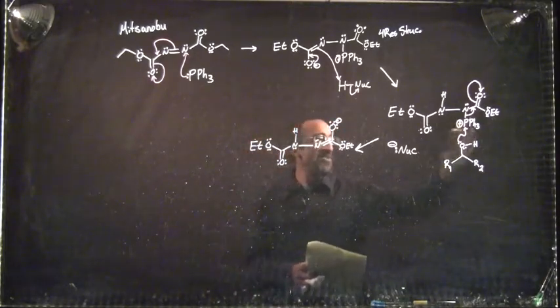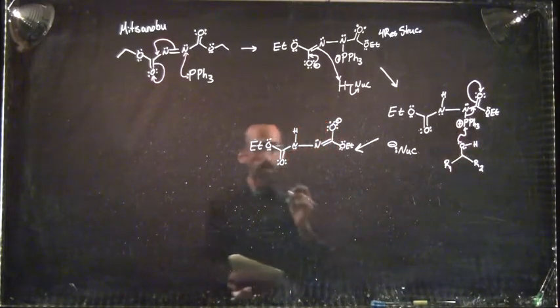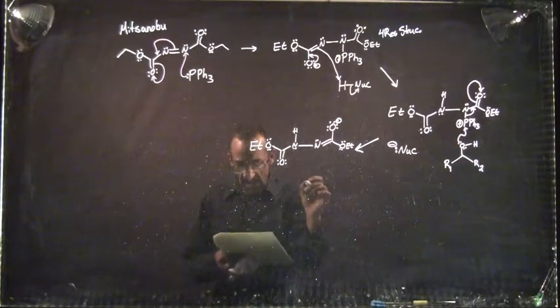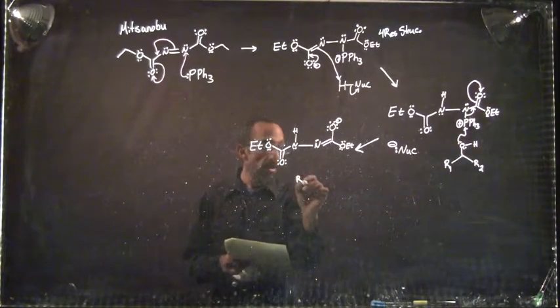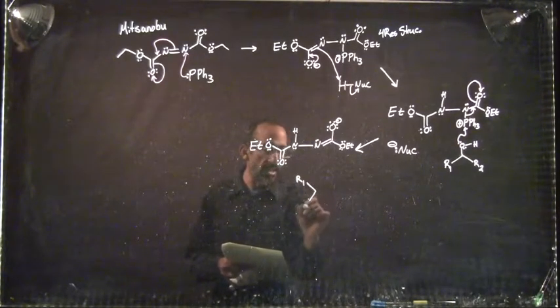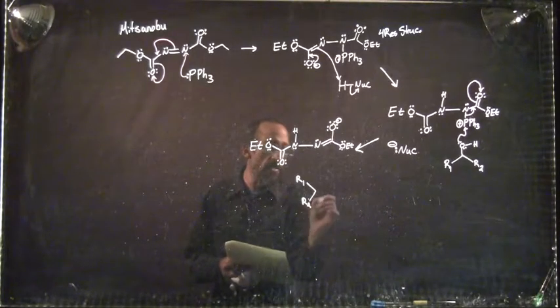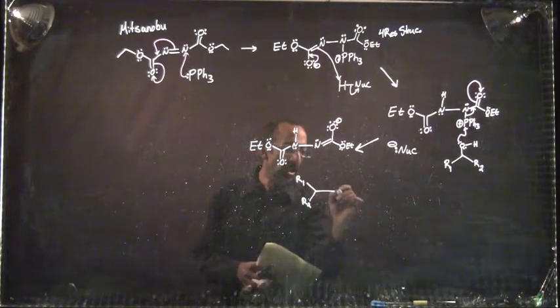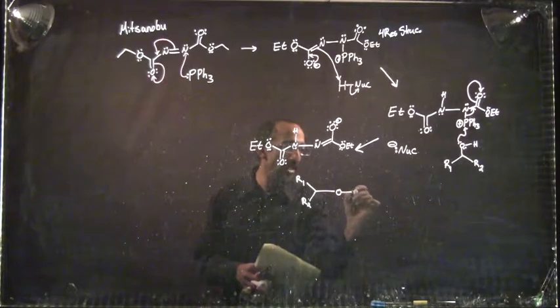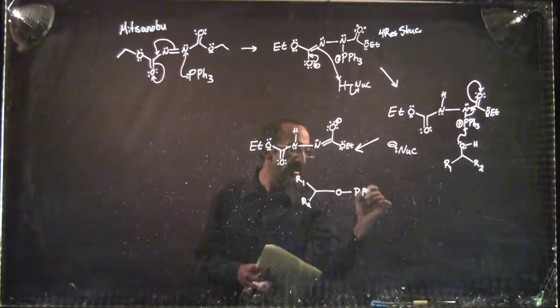Let's take a look at what happened between our alcohol and triphenylphosphine. There's one of our R groups on the secondary alcohol, and there's our other R group on the secondary alcohol. Our oxygen from that alcohol is now bonded to phosphorus.